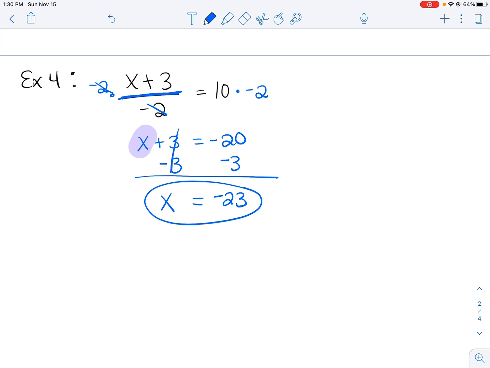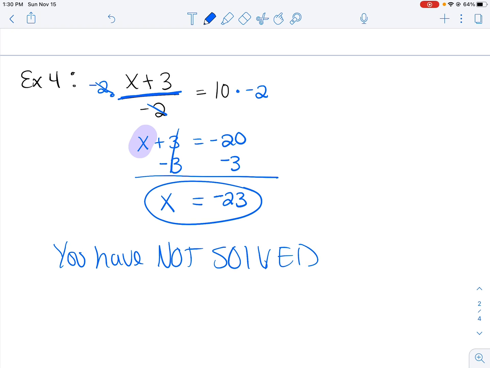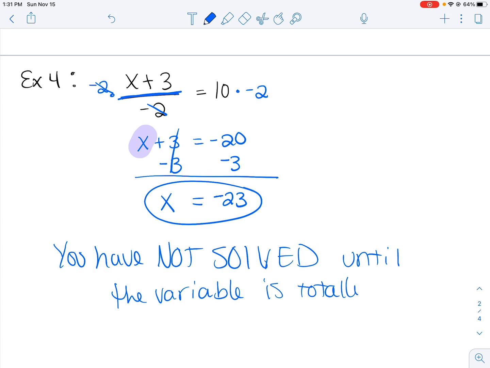And remember, you have not solved an equation until the variable is totally by itself. Okay, so if you're still left with 3x equals 15, or x plus 1 is equal to 10, if there's anything next to the variable, you have not solved. You're not done until that variable is totally alone.